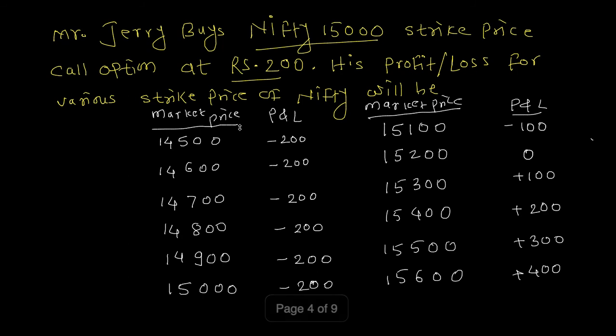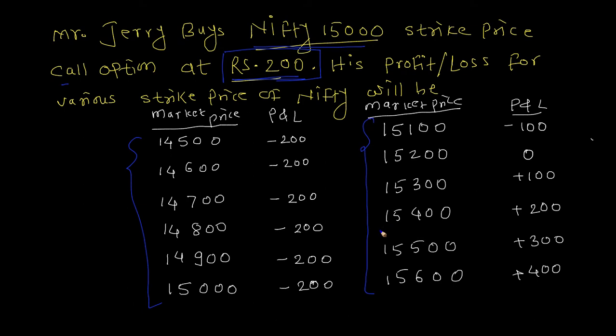So let us say Mr. Jerry buys the Nifty 15,000 strike price call option, and of course the seller is Tom here. He buys this Nifty 15,000 strike price call option at rupees 200. This is the premium which he is paying. So his profit or loss for various prices of Nifty at maturity will be as follows. This is the Nifty strike price or spot price or market price at maturity.